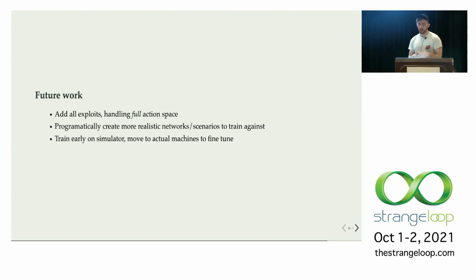So future work could involve adding all of the exploits that Metasploit has, so a full action space, and then programmatically creating more realistic network scenarios. So one machine does not a network make. Network topologies are a little more complicated than that, and they have a variety of different shapes that we'd want to know about. And do that early training on the simulator, as I discussed, and then move to real machines that are created, like scripted with Vagrant or whatever, to actually fine-tune our weights then.